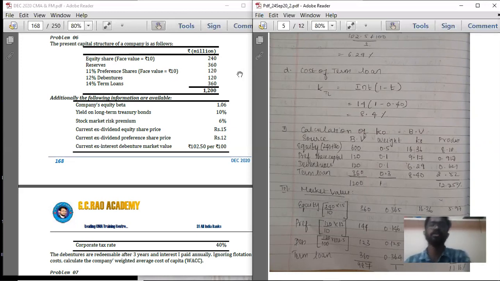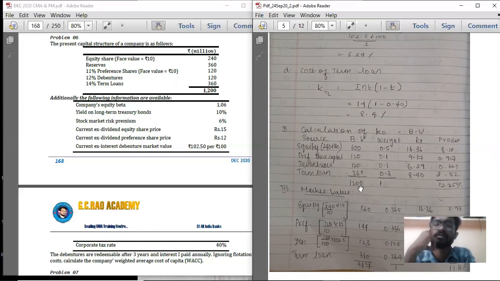So here equity is 240 plus 360, that is in respect of equity 600, in respect of preference share capital 120, in respect of debentures 120, and term loan 360. Now totally 600 plus 120 plus 120 plus 360, you are getting 1200. In respect of the BV column, put total 1200. Now calculate the weights. For equity, 600 divided by 1200, you are getting 0.5.